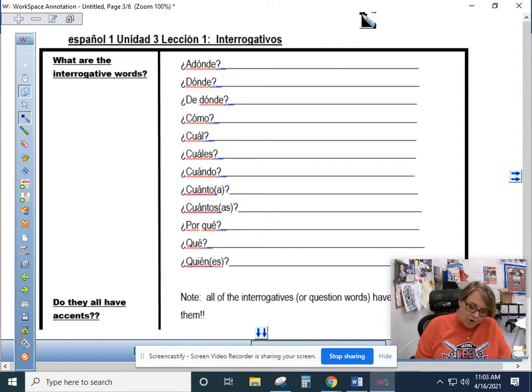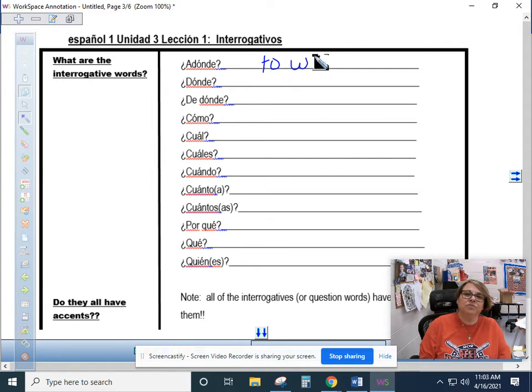Okay, so let's go over them. All right, and we'll go over their definitions, what they mean, and things like that. So, adónde means to where. Dónde means where. De dónde is from where or where from. You've learned that. Remember, ¿de dónde eres?, where are you from, right?